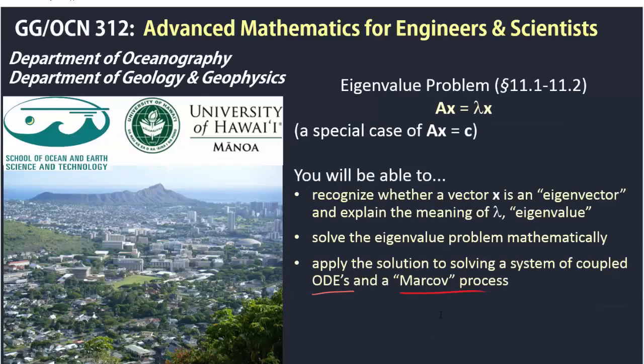So that was our second example of the application of the eigenvalue problem. And in that case, this was the Markov process of population dynamics.